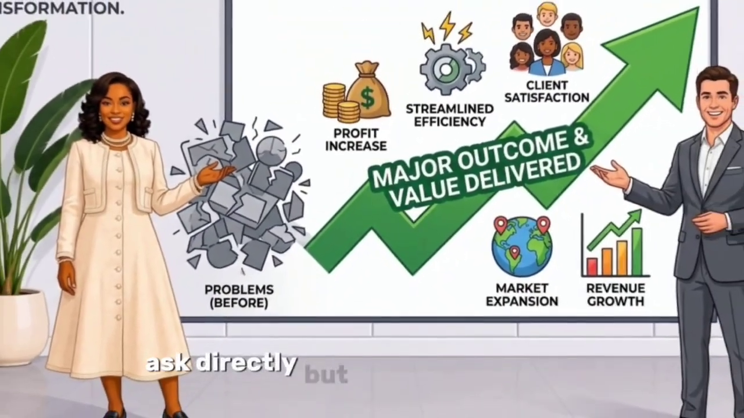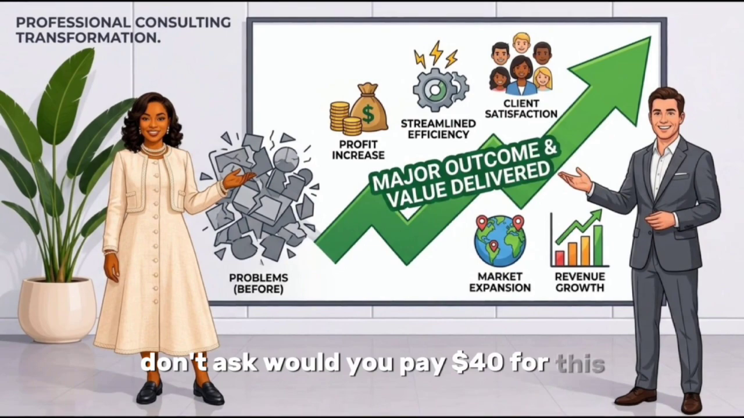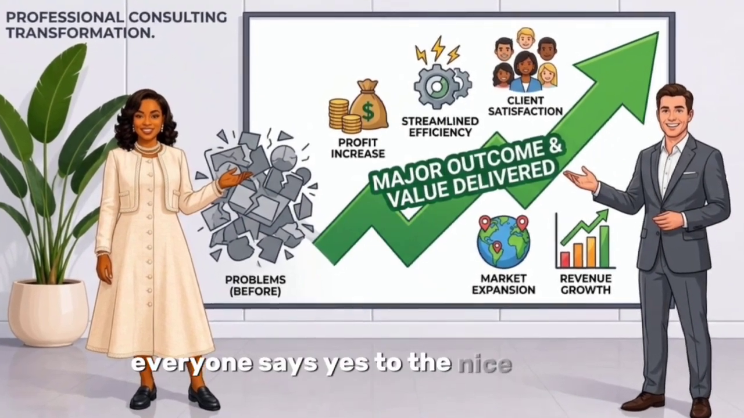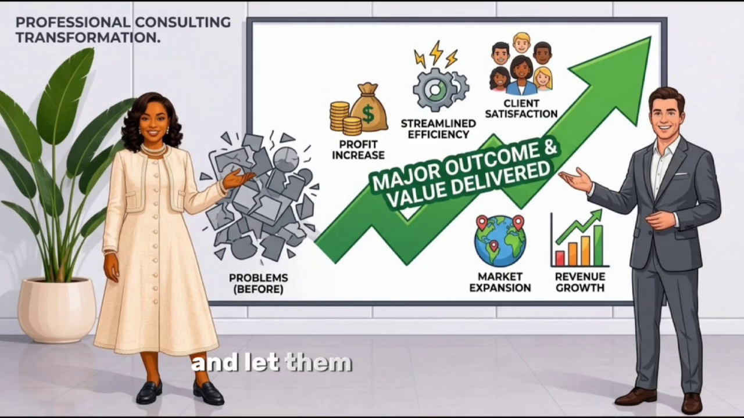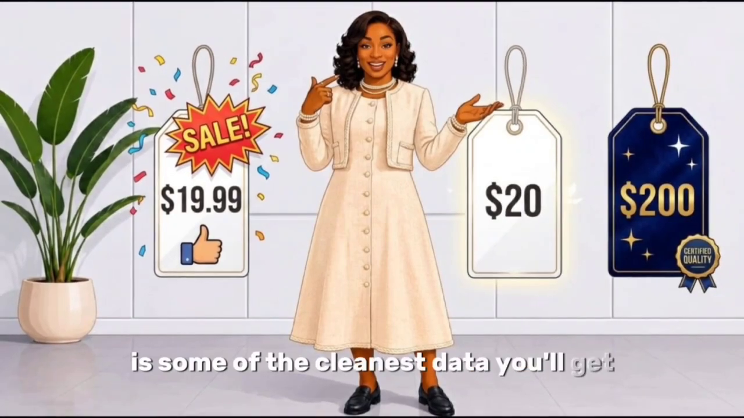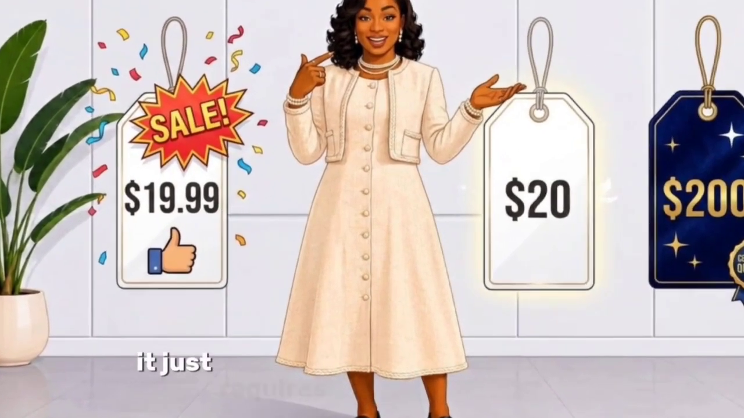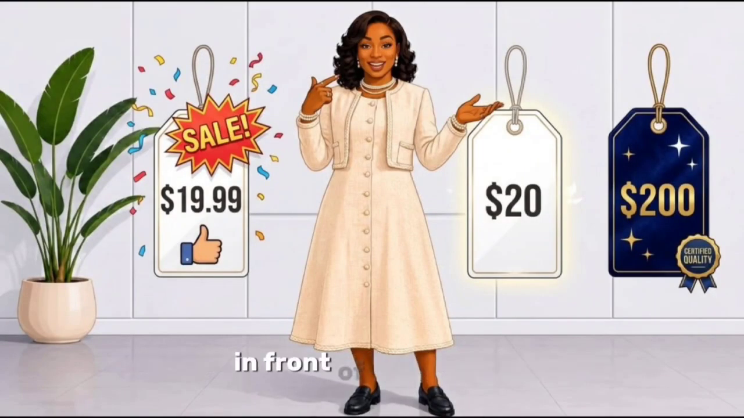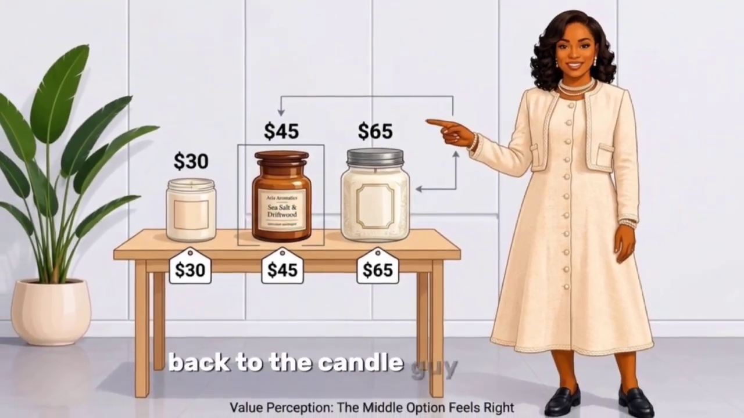Ask directly, but ask it the right way. Don't ask, would you pay $40 for this? Everyone says yes to be nice. Instead, ask, what would you expect to pay for this? And let them name a number with no anchor from you at all. That unprompted number is some of the cleanest data you'll get before launch. None of this requires a single sale. It just requires putting a real number in front of real people and watching what actually happens instead of what they say will happen. Back to the candle guy in Austin.